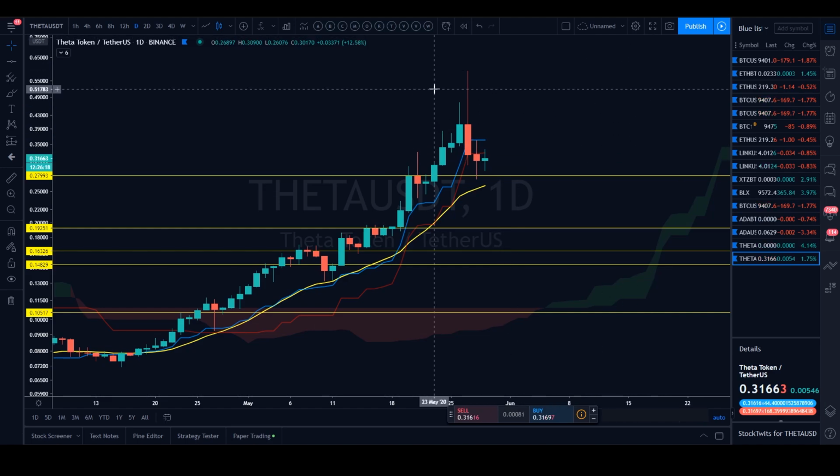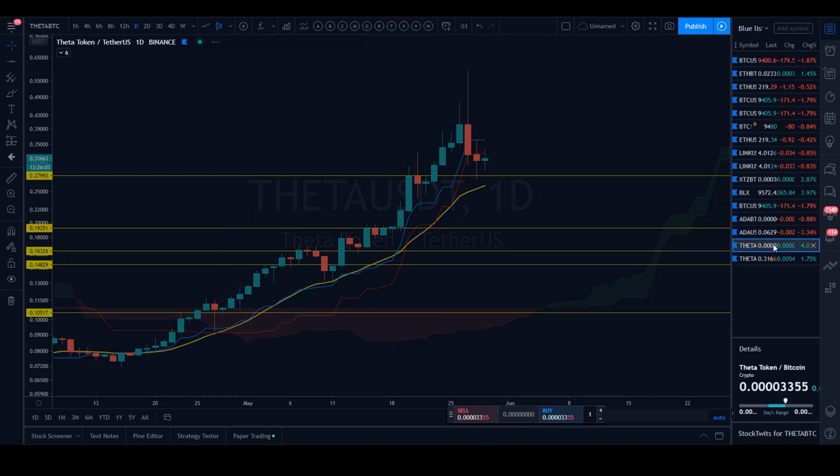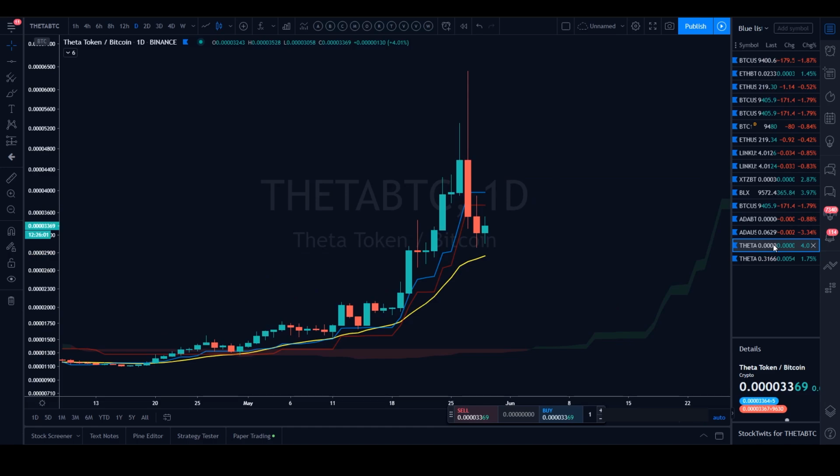So that's what I will be keeping my eyes out on if I am looking for a further trudge to the upside. Okay, if Theta has to have a little more oomph, I'll start looking for price to take back that Tenkan at around 36 cents. Okay, now this is Theta USDT. I do believe it's neutral. So now let's get on to THETABTC and see what it is doing.